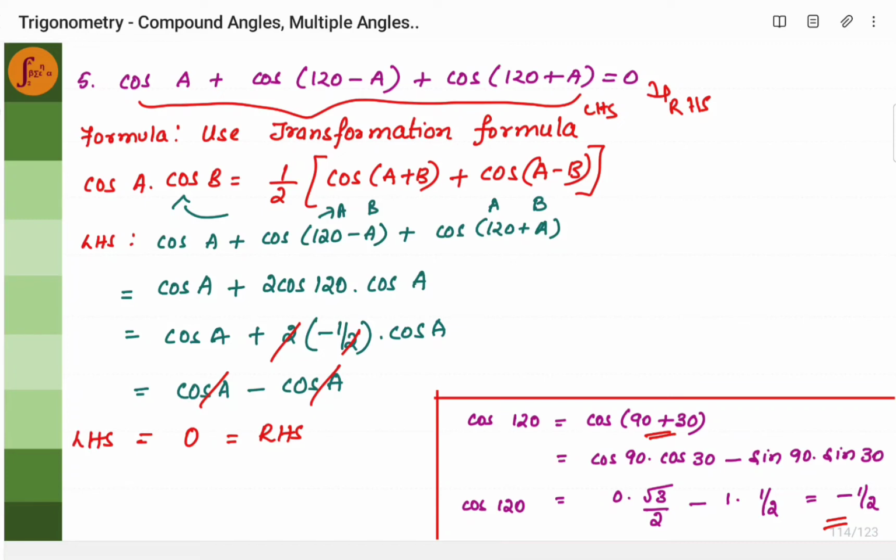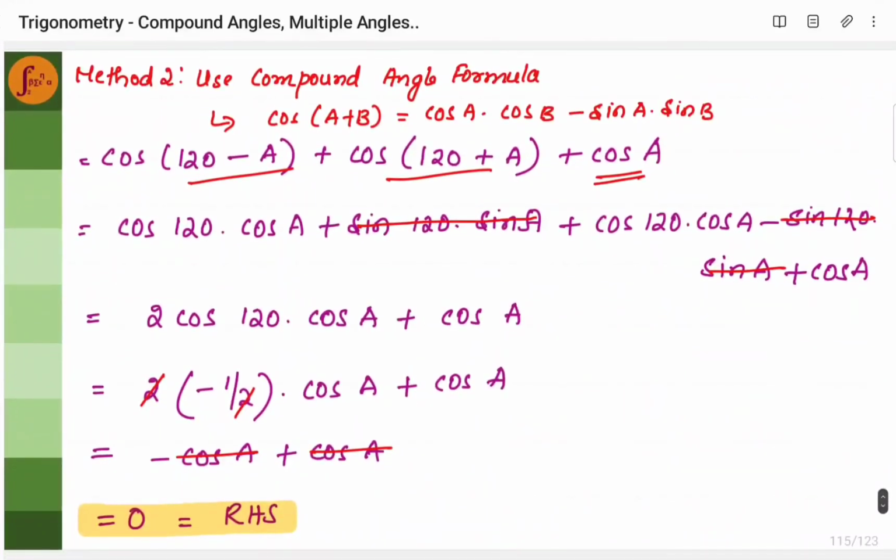Cos 120 is minus half. So 2 and 2 will get cancelled. You're left with minus 1 into cos A, which is minus cos A. And we have cos A here already. So cos A minus cos A is going to be 0, which is equal to RHS. So we've used two methods to solve this problem. One is using the transformation formula and the other one is using the compound angle formula.